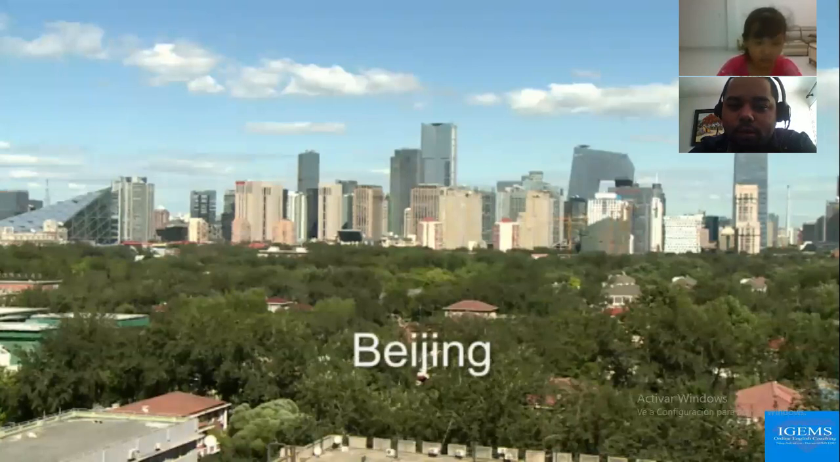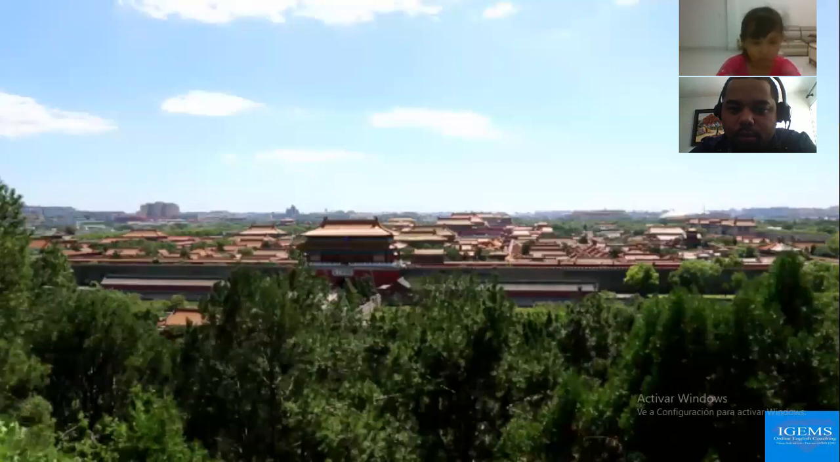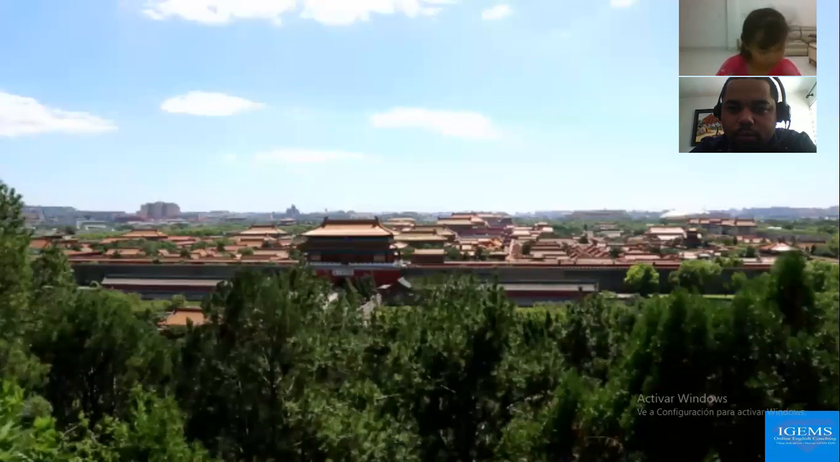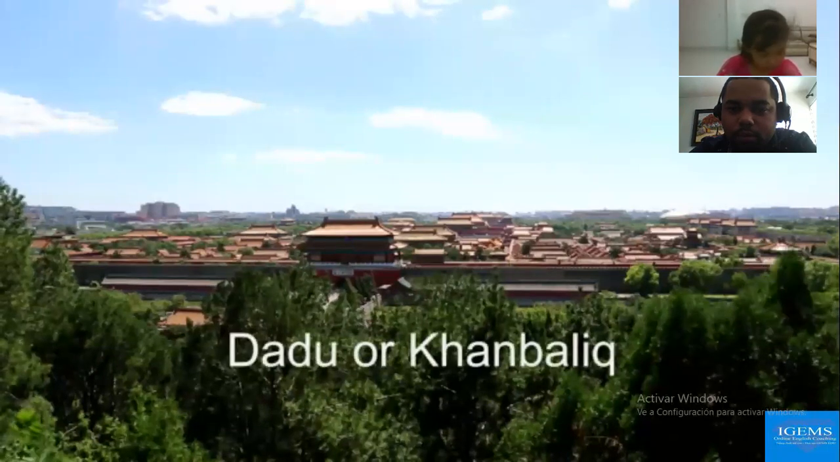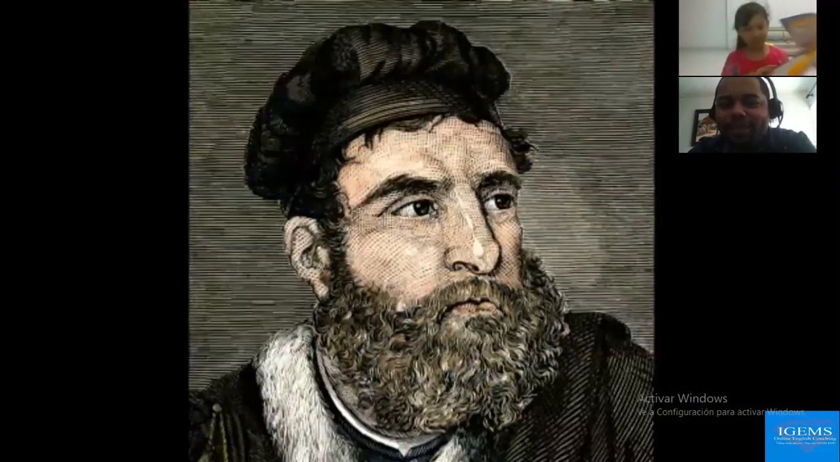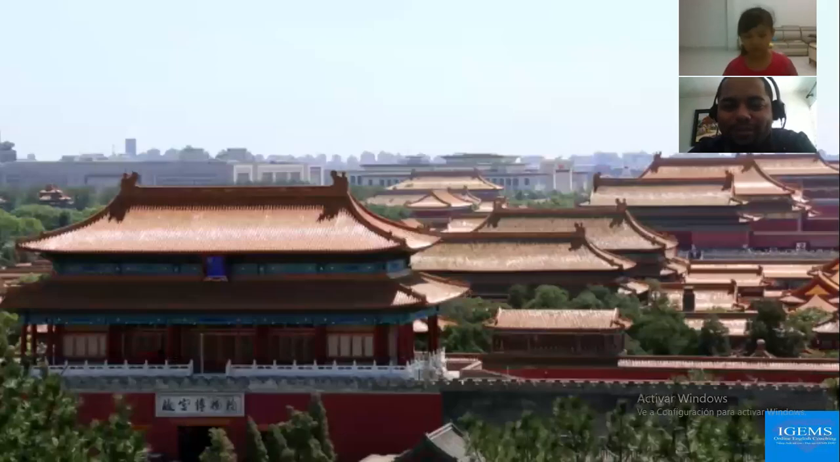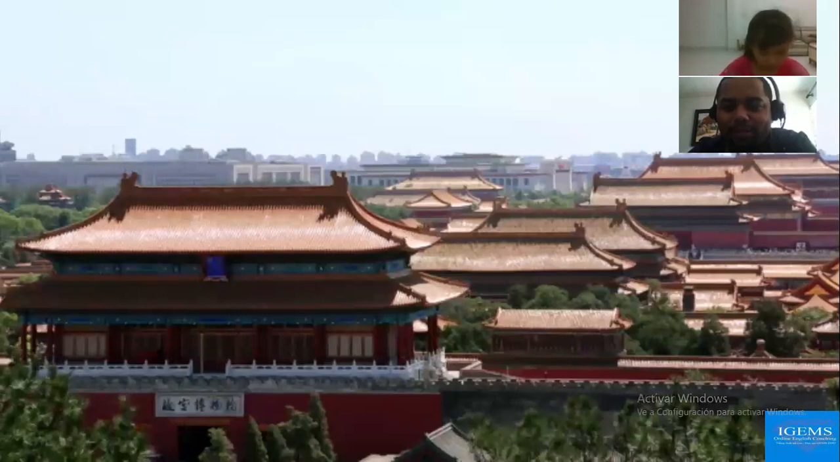This is Beijing today, the capital of China. But in the 13th century, this city was called Dadu or Khanbalik. The famous ruler of China, Kublai Khan, lived here, and the traveler Marco Polo stayed here when he was in China. It was a very rich city because a lot of trade happened here.